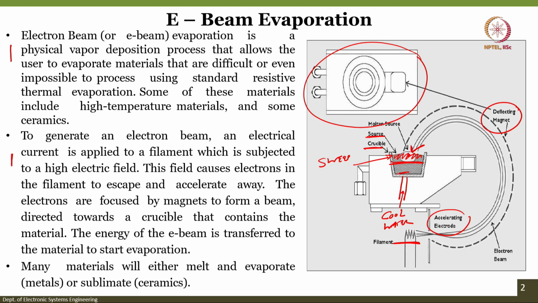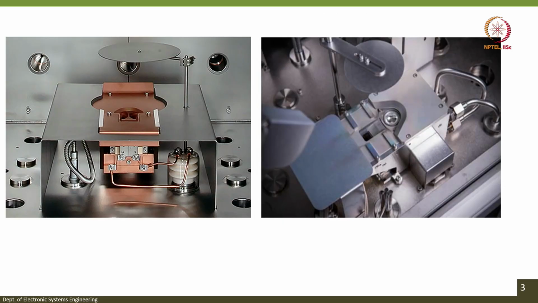So, in this case there is no heating of the crucible, no heating of your source holder, and thus you are not dependent anymore on the melting point of the source holder, which in this case is called the crucible. That is why this technique can be used for evaporating material that has a higher melting point, which would not be easy for us to evaporate in the thermal evaporation technique.